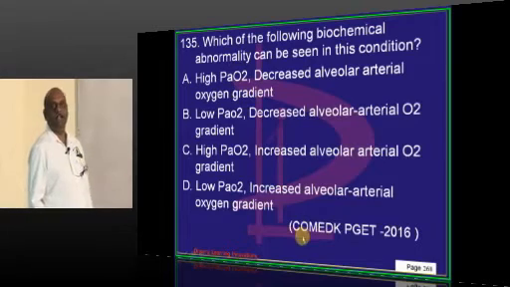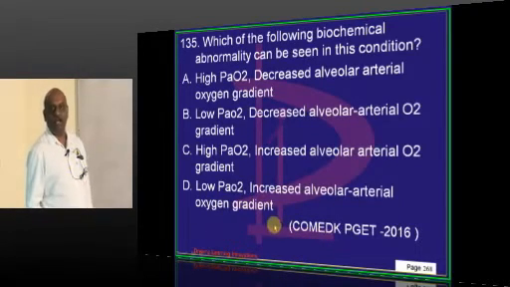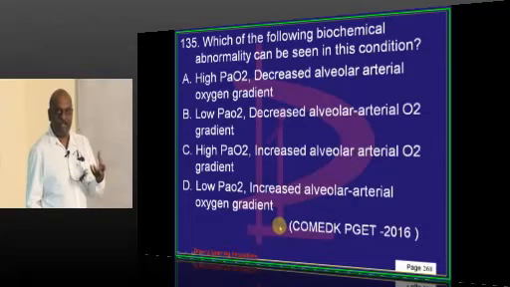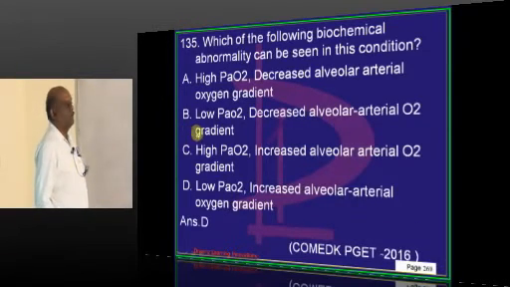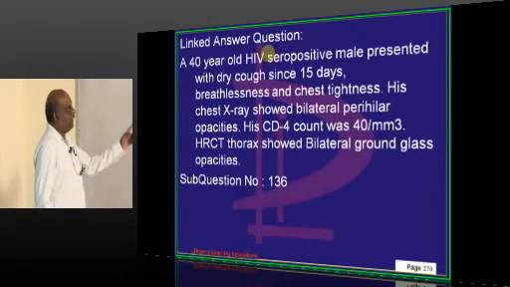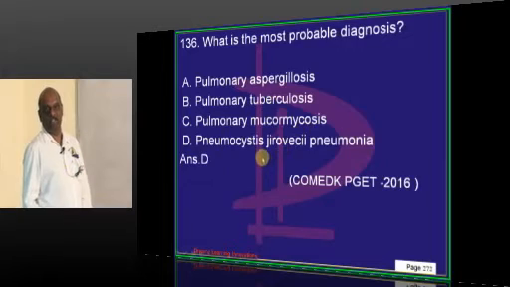What is the type of abnormality? Type 1 respiratory failure. That means low PaO2 with increased alveolar arterial oxygen gradient, because the problem is at the level of the alveolus. Right? Then, 40-year-old HIV seropositive. Once more, what is the diagnosis? Pneumocystis jirovecii.